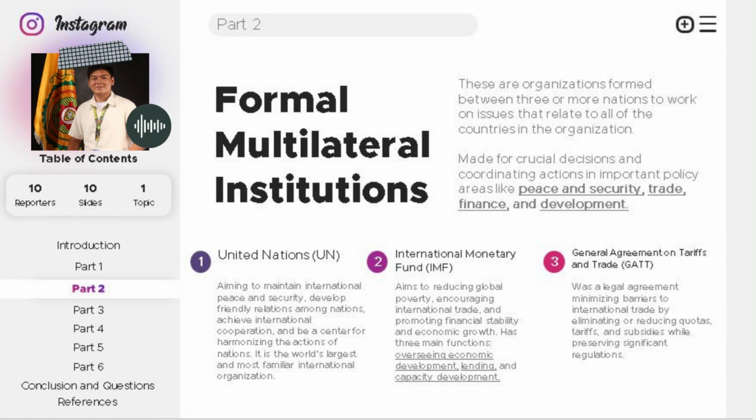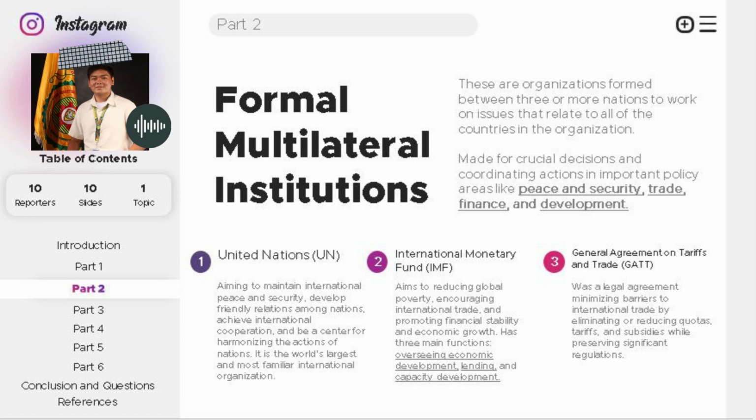Formal multilateral institutions. These are organizations formed between three or more nations to work on issues that relate to all of the countries in the organization, made for crucial decisions and coordinating actions in important policy areas like peace and security, trade, finance, and development. Number 1. United Nations. Aiming to maintain international peace and security, develop friendly relations among nations, achieve international cooperation, and be a center for harmonizing the actions of nations. It is the world's largest and most familiar international organization.